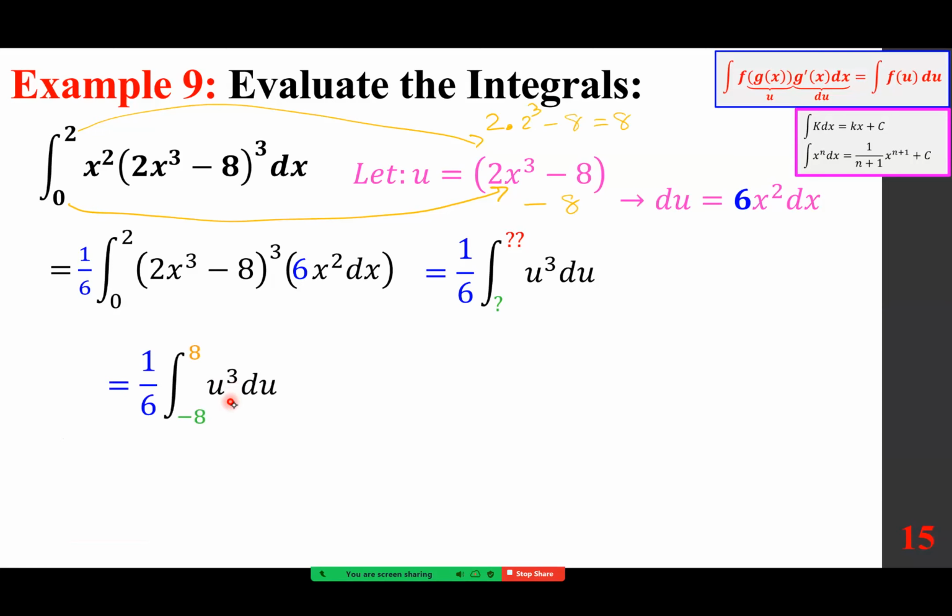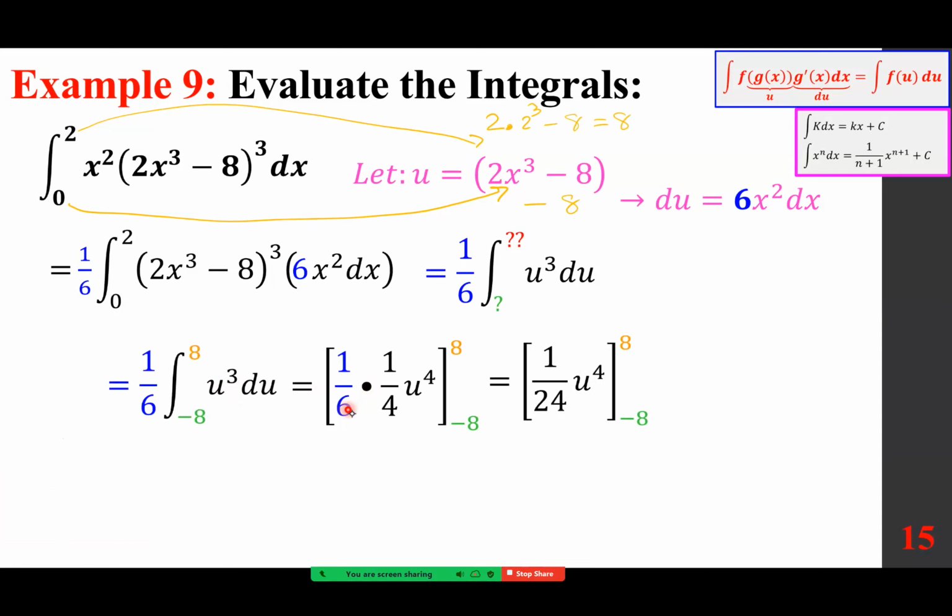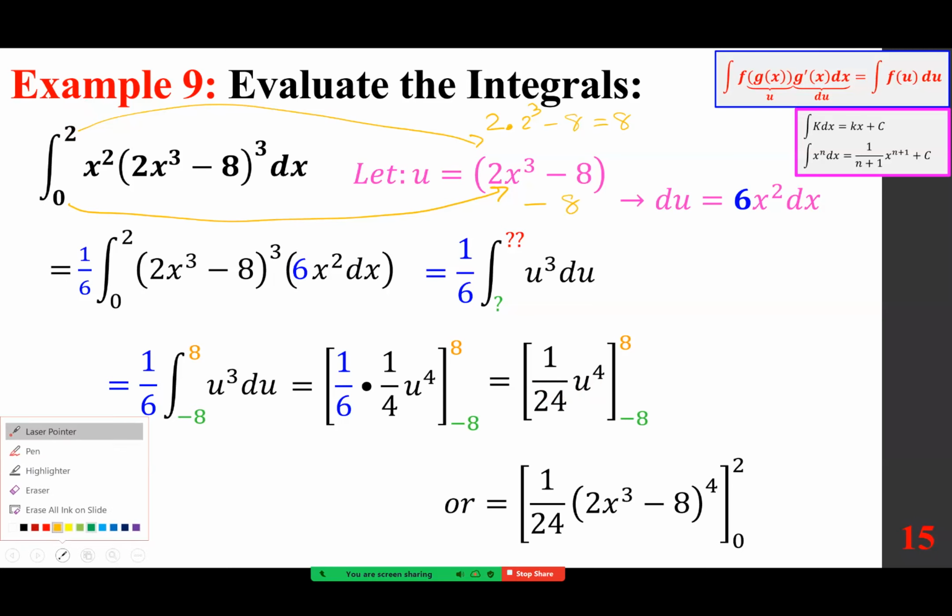This uses the power rule, 1/4 u to the power of 4. With this 1/6 will give us 1/24. And I can use the new limits, or I can go back to 2x cubed minus 8 instead of u and use the original limits. And I hope you see that this is easier because we are going to rewrite it as follows.